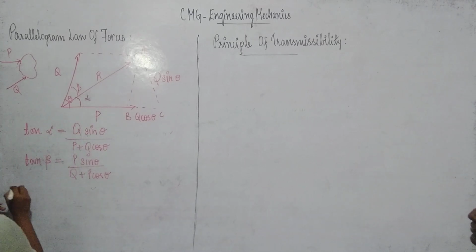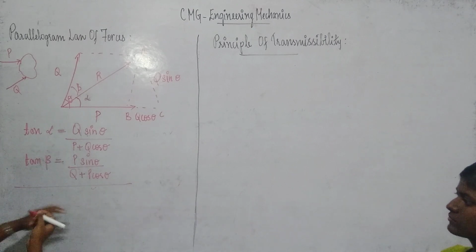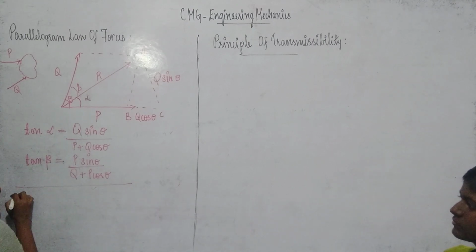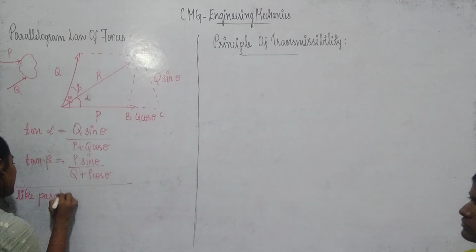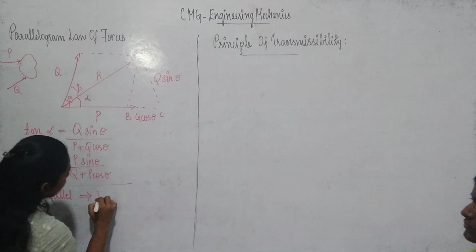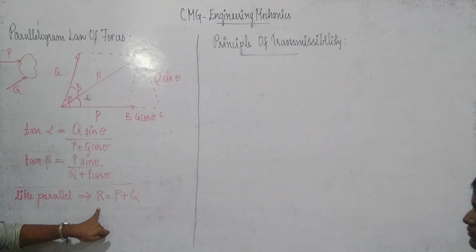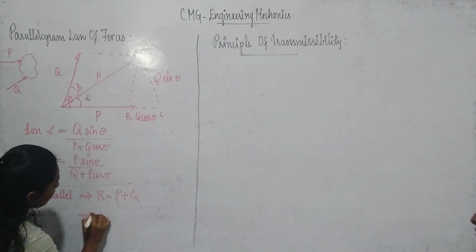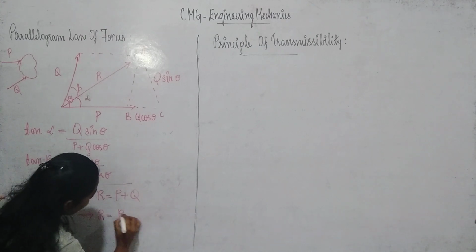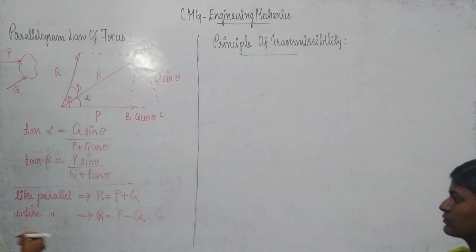So from this, we can see certain cases and how to find the resultant. If both the forces are like and parallel, then we can obtain the resultant by adding both the forces. That is, R is equal to P plus Q. If they are unlike and parallel, then we can take the resultant as P minus Q, by subtracting both the forces.